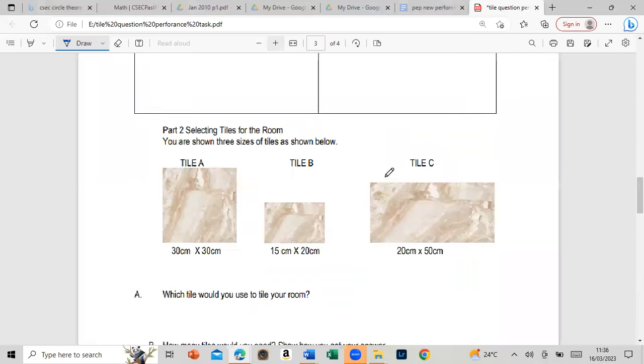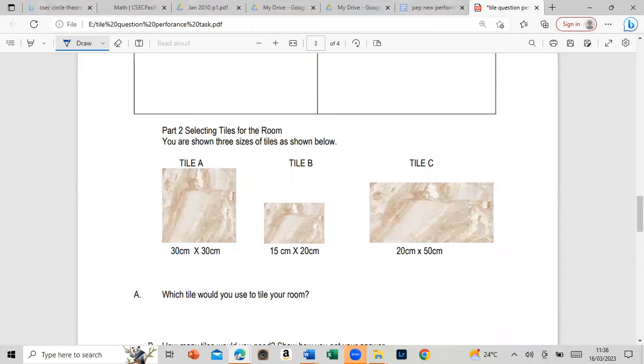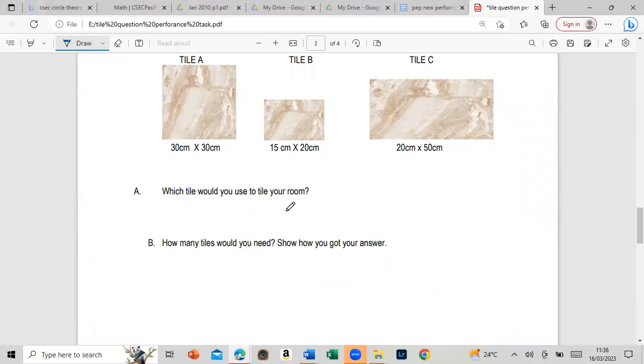All right, so what we're going to do, we're going to enlarge it back and see what they want from us. They say, which tile would you use to tile your room? Now, for this video, I'm going to look at all 3, just so students can have a better understanding of what is being done. So I'm going to use A, B, and C. The more you see it, the more it will become easy. Or if I do it with A, you can pause it and try to do it with B.